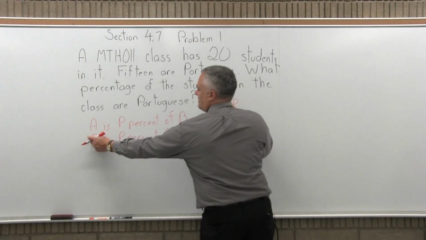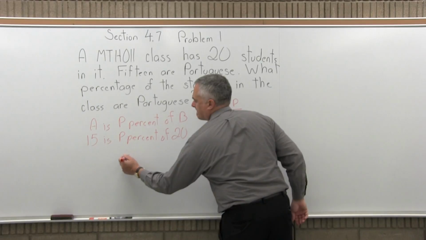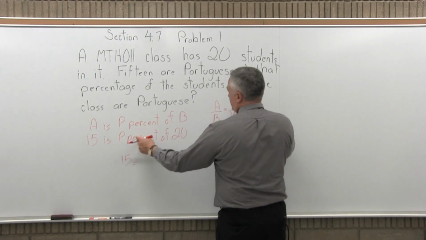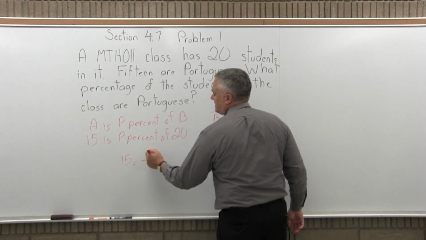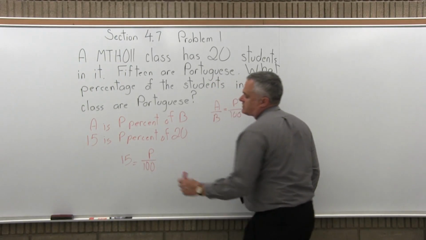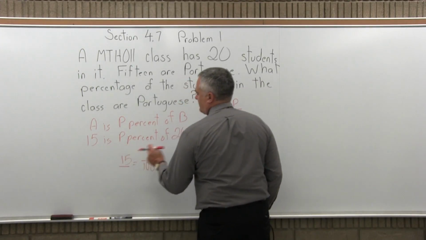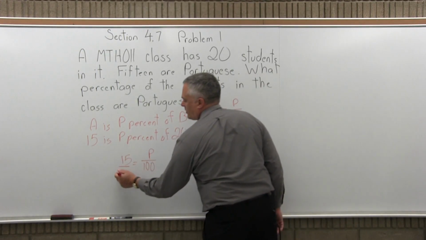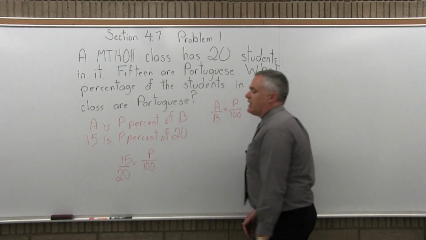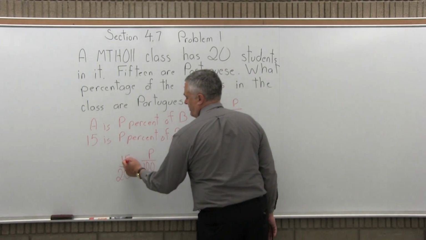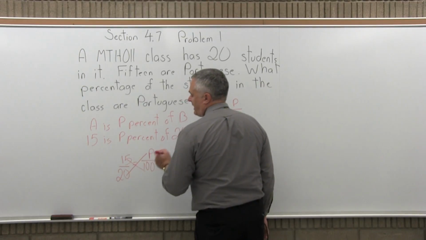So the A is 15. Is P%. The percentage is unknown, so we'll leave it as P. Percent, when you say percent, you write a 100, and then come back underneath the 15. B, that's 20 for this problem. And now it's all filled in. So what we do is we cross multiply, like that, and then solve for P.